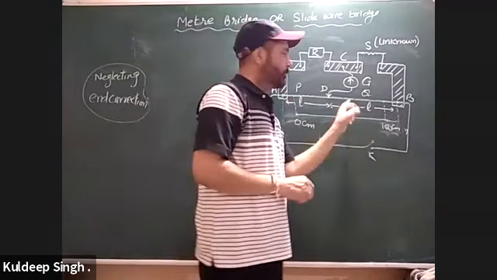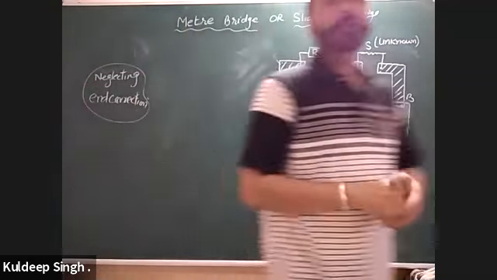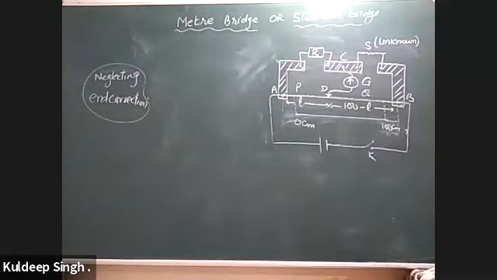So when the zero of the scale does not coincide with the end of the wire, there is some error. This error is called end error. अगर आप इस error को remove करेंगे, then that is called end correction.